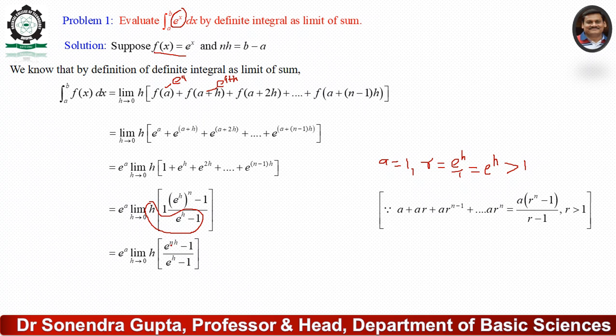So now the value of e to the nh is b minus a, so we can write it this way, like this much, and this value is equal to 1, as you know, by the property of the limit. Putting in the value of nh, we get e to the power a into 1 into e to the power b minus a minus 1.